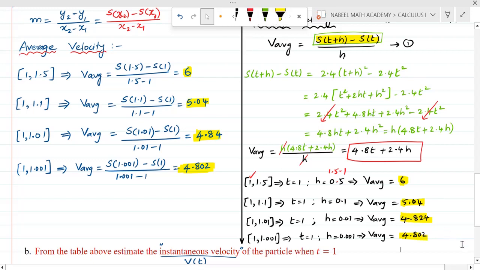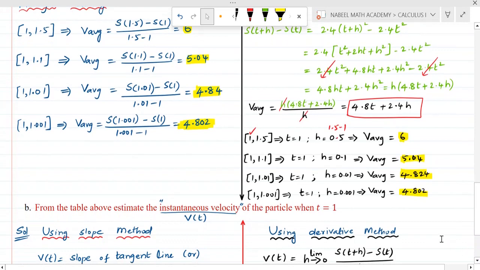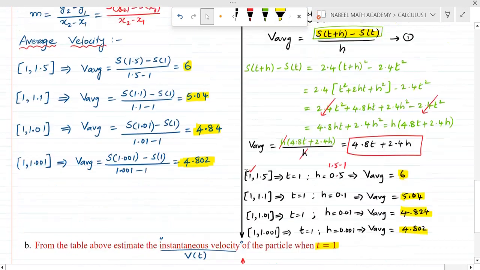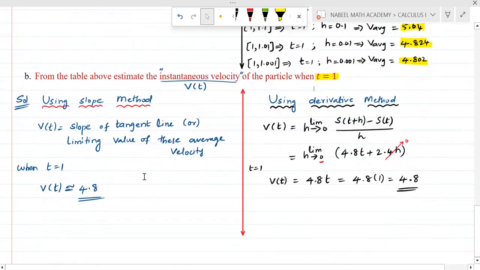Now the next one is asking for the instantaneous velocity. So the point value is given. What is the point given here? The x value approaches 1. If you see the limiting value, as h decreases, it will reach 4.8. So therefore, when t equals 1, it reaches 4.8.